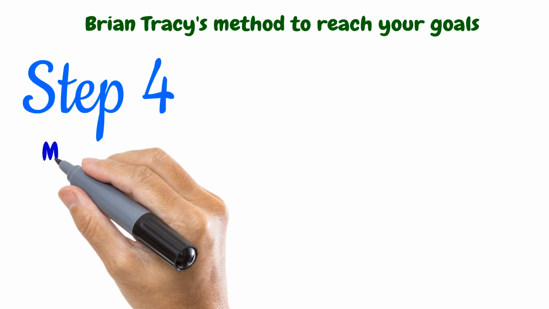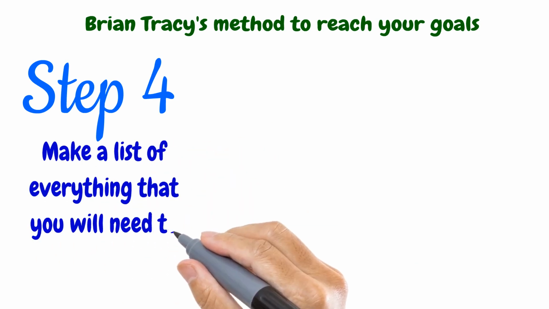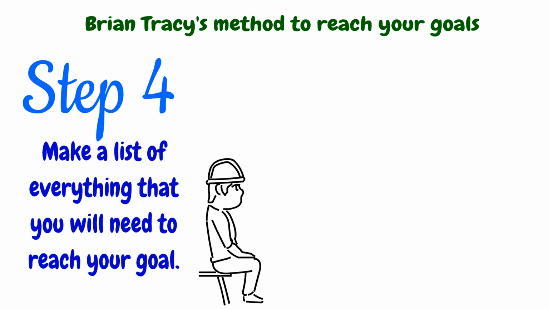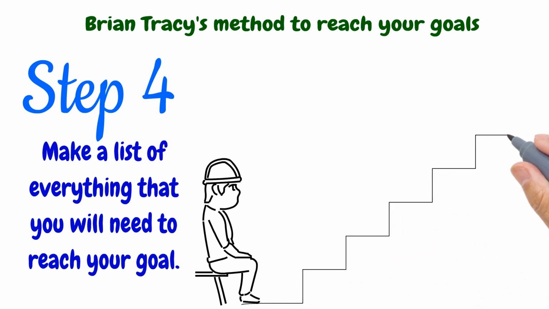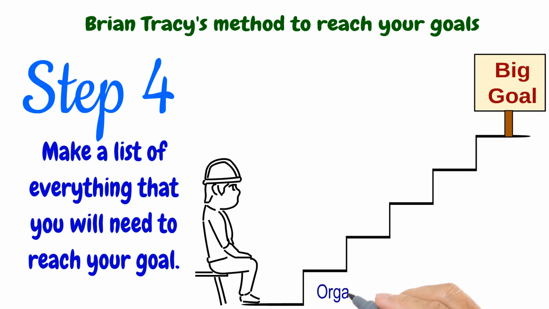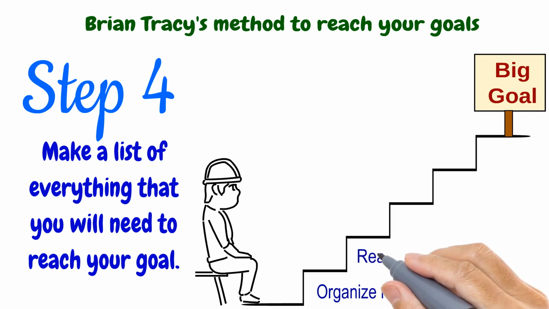Step number 4. Make a list of everything that you will need to reach your goal. Learning English has a price. This price is paid with work, dedication, and discipline. If you used to spend your free time watching TV or playing video games all day, now you have to stop doing those kinds of activities and dedicate yourself to practice.